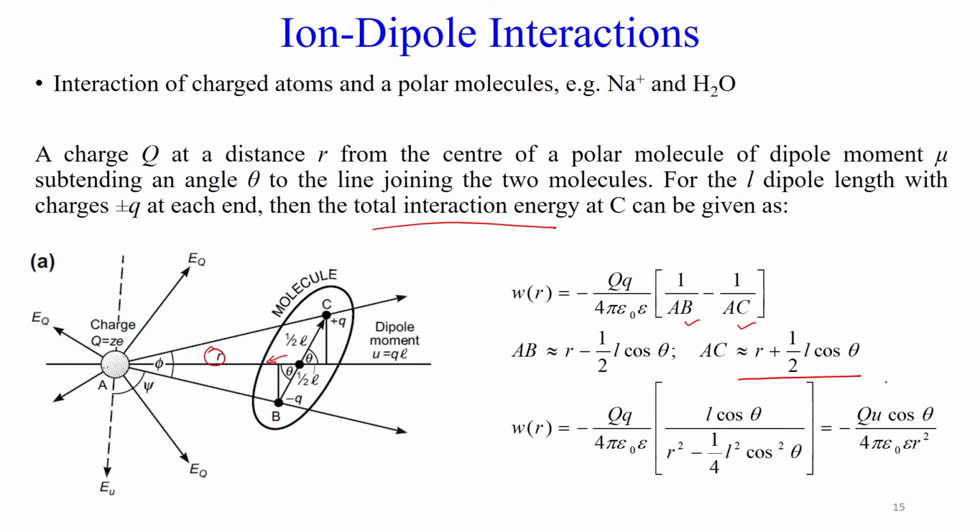So, how is it interacting? Charged molecule, dipole moment, angle theta, 4 pi epsilon naught epsilon, and the distance from here to here is the linear distance r. So, in this way we should be able to calculate the total interaction energy or interaction potential between the ion and the dipole molecules.